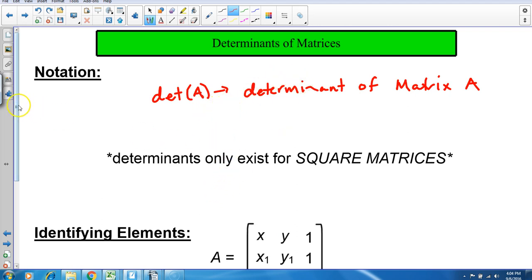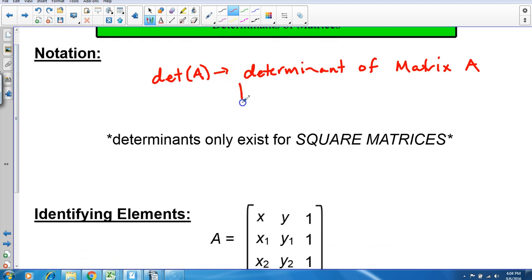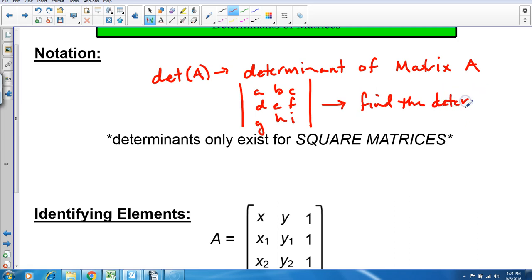You also might see something to the effect of this. If it just has straight lines on the outside, almost like an absolute value of a matrix, A, B, C, D, E, F, G, H, I, this also means the determinant. This means find the determinant. Traditionally, matrices have square brackets around them, but if you see one with straight sides to it, that is notation for find the determinant of that particular matrix.